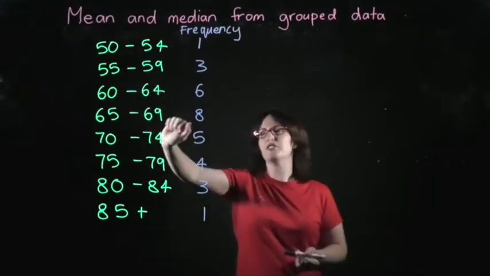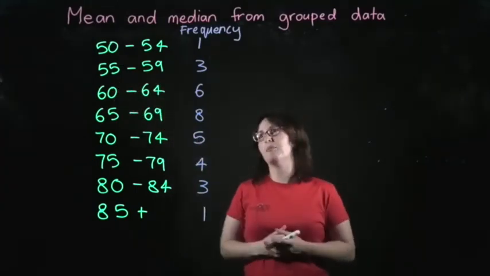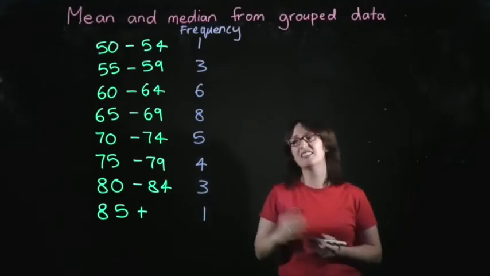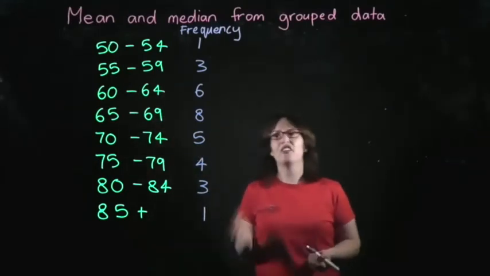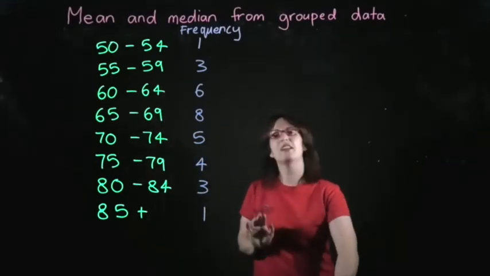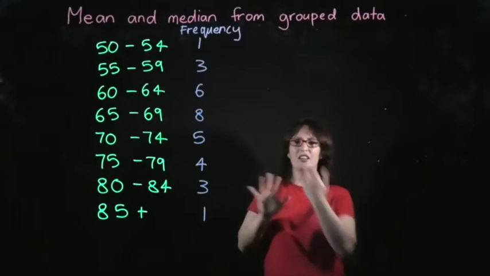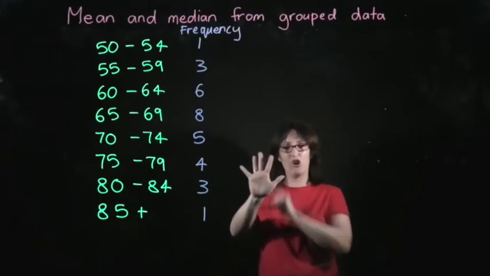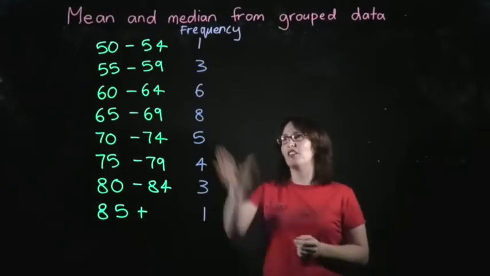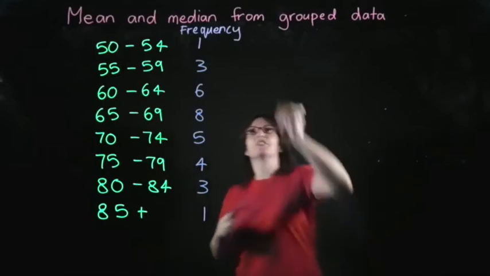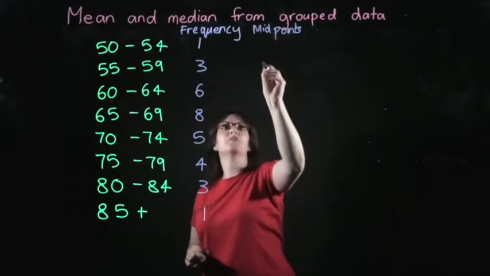So what could we do? We've got this group here, and it's got an end point, a lower and an upper point. I guess the idea comes from, well, let's take the middle of each of the groups. So what's the middle of 55 to 59? Well, how many numbers have we got there? We've got 55, 56, 57, 58 and 59. What's the middle there? It's easy when you've got an odd number to work out. 55, 56, 57. So the midpoint, we call it, of that group is 57. I'm going to add a column here called midpoints. And we said that this one is 57.